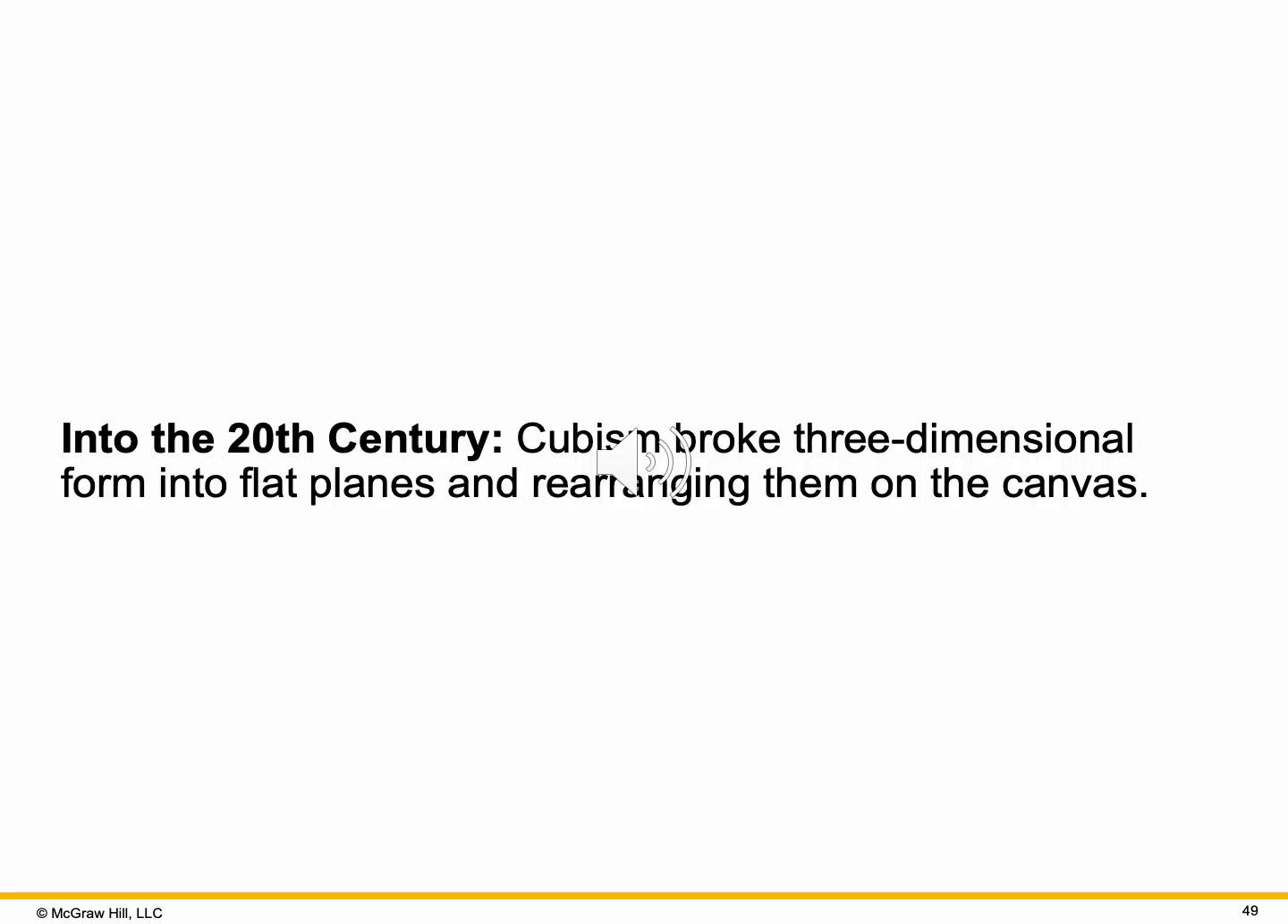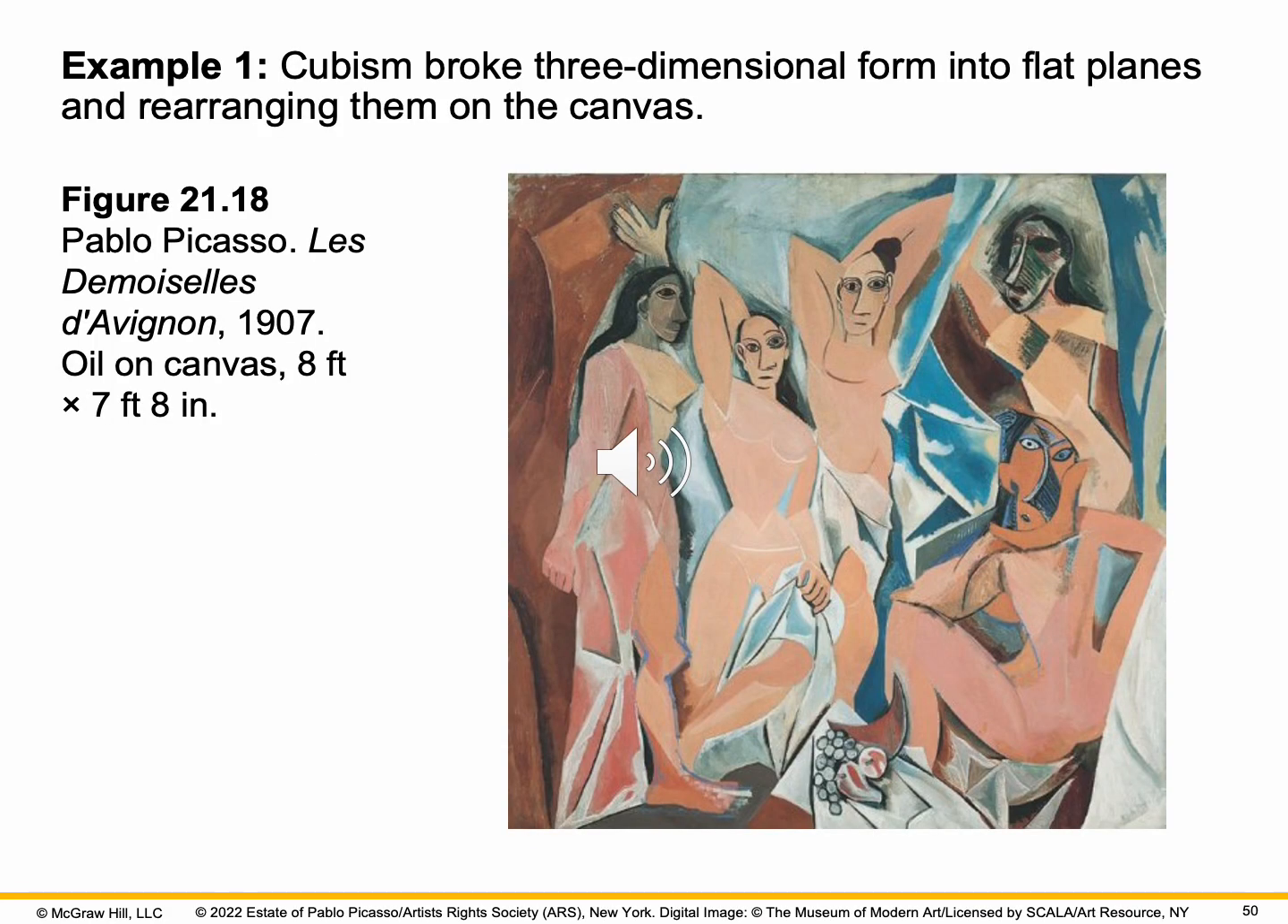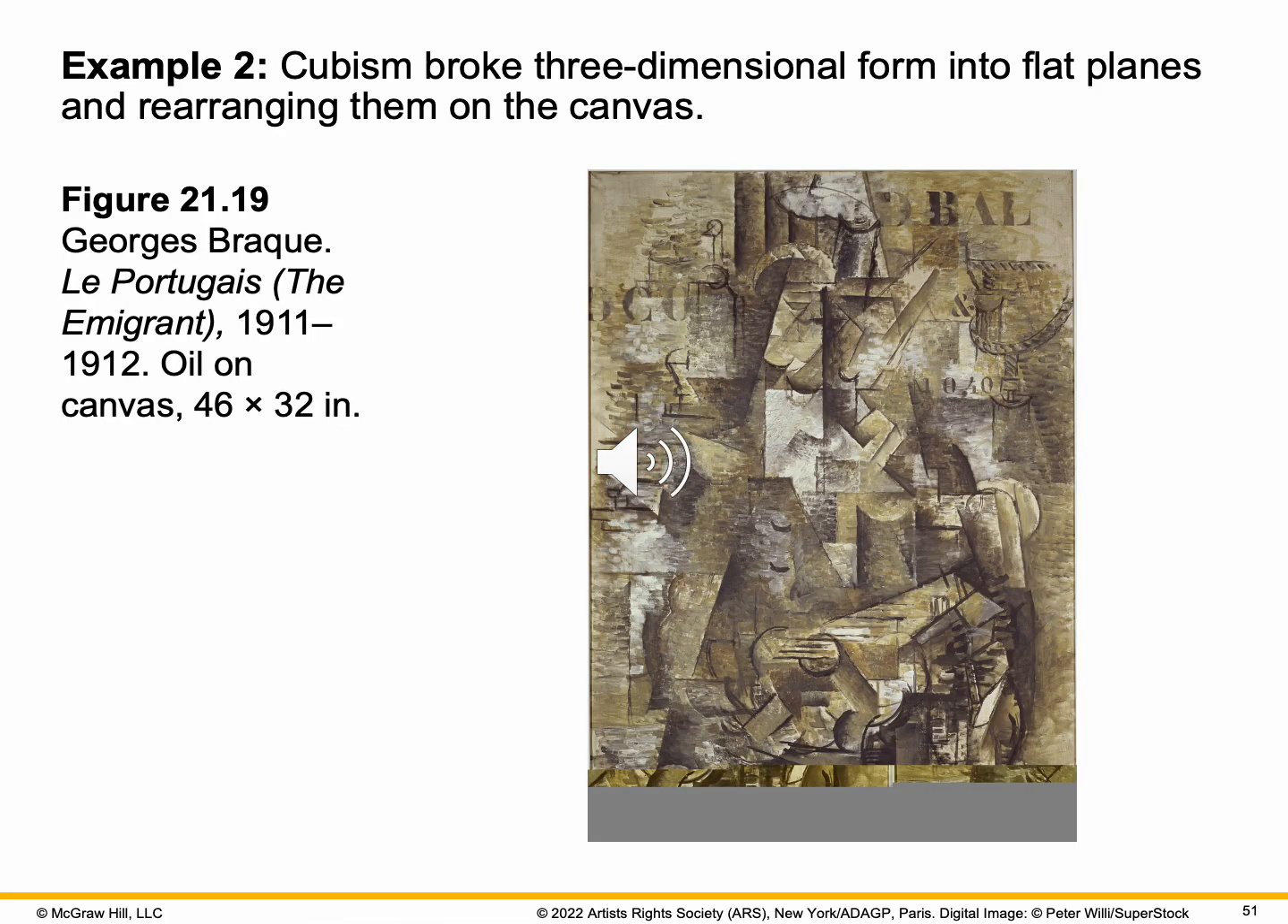Into the 20th century, Cubism broke three-dimensional form into flat planes and rearranged them on the canvas. While artists associated with Europe's many expressionist tendencies were exploring the possibilities of color, two artists in Paris were reducing the role of color to a minimum to concentrate on the problem of representing form and space. One of them was a young Spanish painter named Pablo Picasso. Picasso's partner in this venture was the artist Georges Braque. Braque was older than Picasso in years, but younger as an artist.